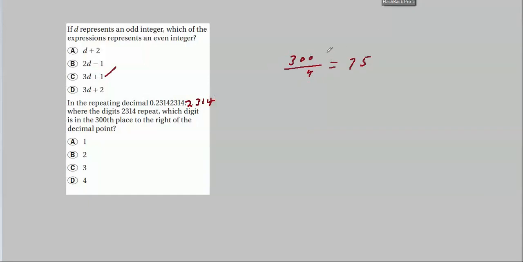For instance, in this case, 300 is evenly divided by 4. That means we have 75 sets of 4 in 300 terms, or 300 digits, pardon me. So the 300th digit, since it works out evenly, will just be 4. It'll be the last digit in the set of 4.